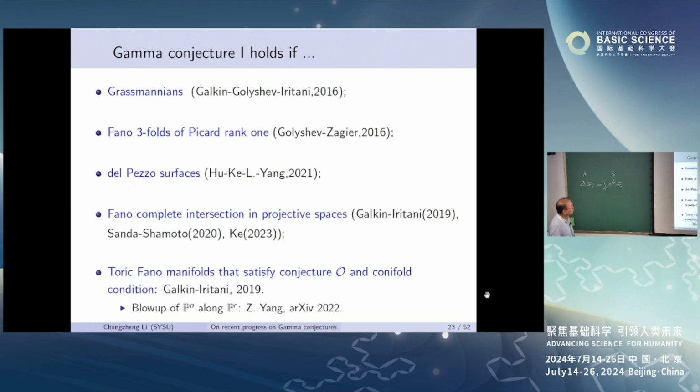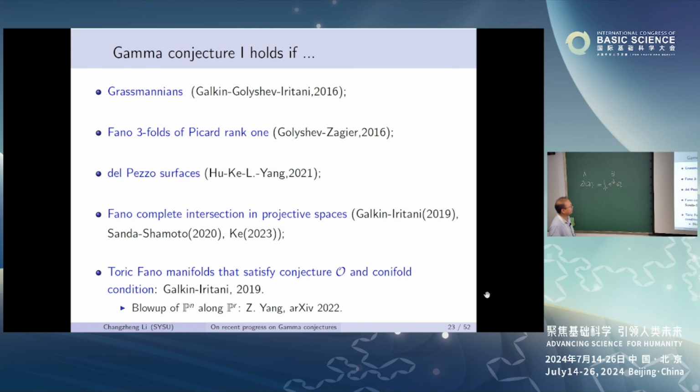Now, the gamma conjecture was proved in a number of cases. The first one is the complex Grassmannian, at the same time when they proposed this conjecture in the Galkin-Golyshev-Iritani paper. Also for Fano threefolds of Picard rank 1, it was studied by Golyshev and Zagier. And Jianxun Hu, Hua-Zhong Ke, myself, and Paul Yan proved the case of Fano surfaces.